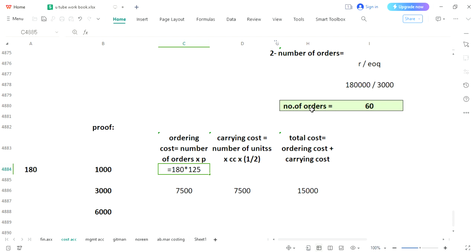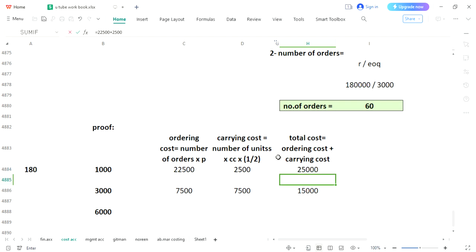So the first cost has been calculated, and that is ordering cost, and then you will calculate your carrying cost. Number of units 1000, multiplied by carrying cost, that was 5, and then for the formula you put 1 over 2, which means 0.5. This way you have your amount of carrying cost. Now let's calculate total cost by adding ordering and carrying cost. Ordering cost was 22,500 and you add carrying cost, which is 2500. So now you can see that your total cost of 25,000 is more than that of economic order quantity.